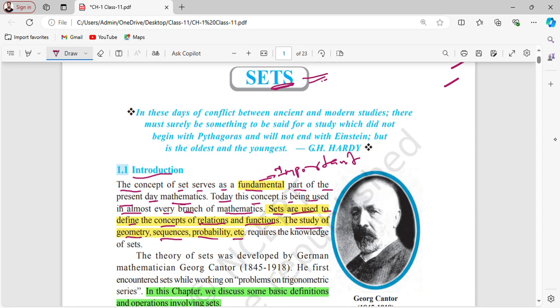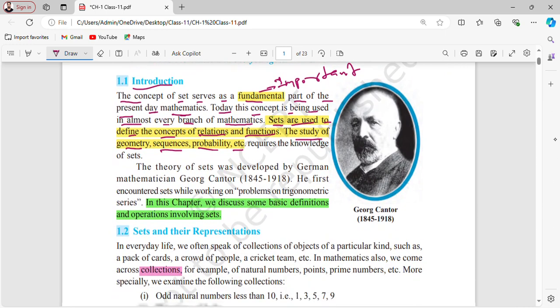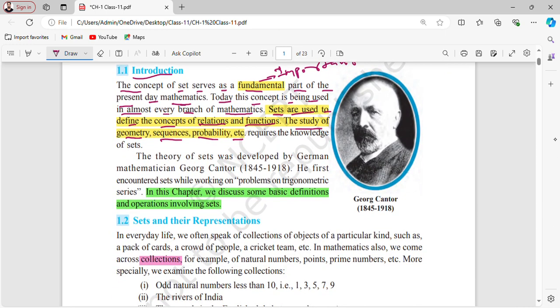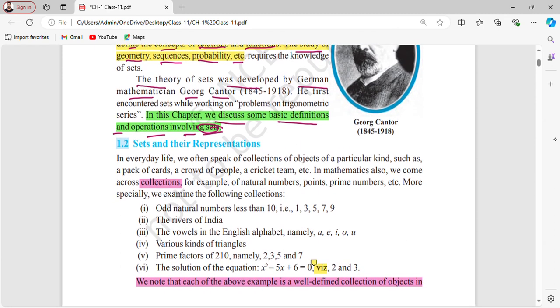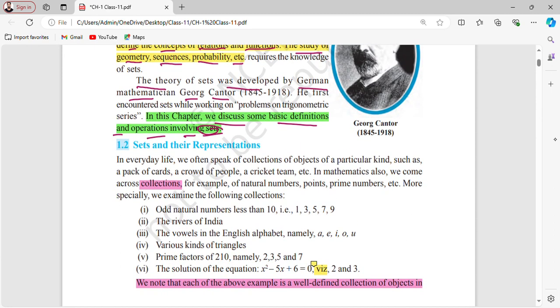Now let's understand about that. The theory of sets was developed by the German mathematician George Cantor. The objective of this chapter is to discuss some basic definitions and operations involving sets. In this chapter, the first topic after the introduction is sets and their representations.